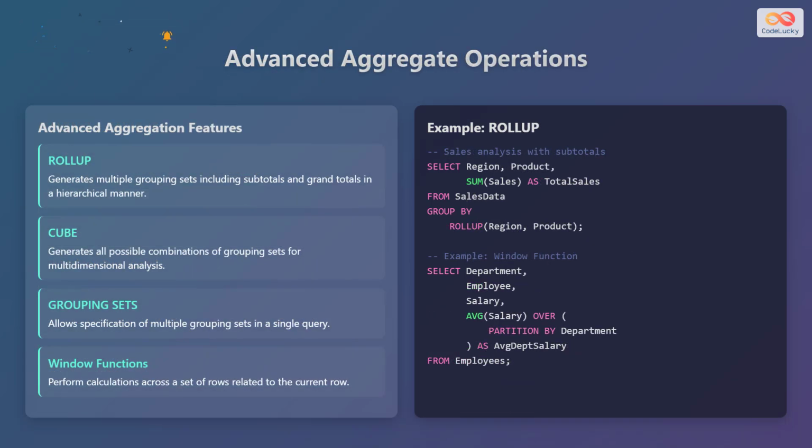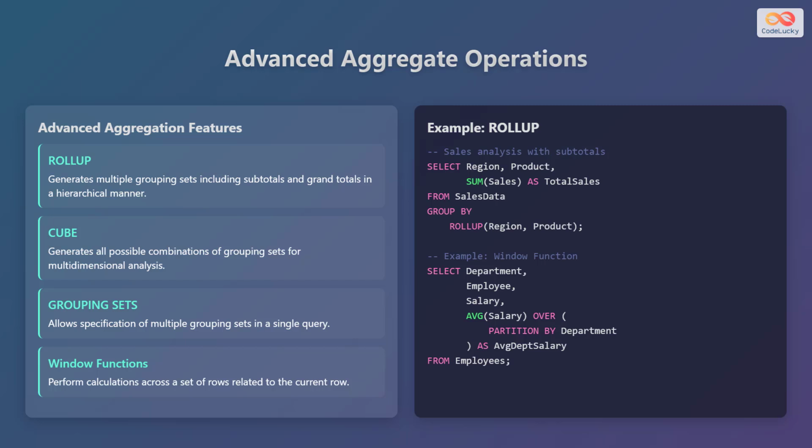Let's explore some advanced aggregation features. ROLLUP generates multiple grouping sets, including subtotals and grand totals in a hierarchical manner. CUBE generates all possible combinations of grouping sets for multidimensional analysis. GROUPING SETS allows the specification of multiple grouping sets in a single query. Window functions perform calculations across a set of rows related to the current row.